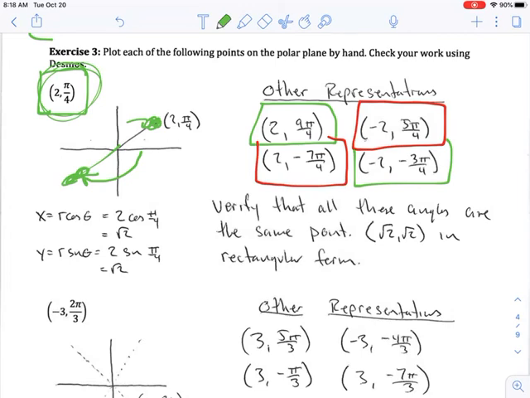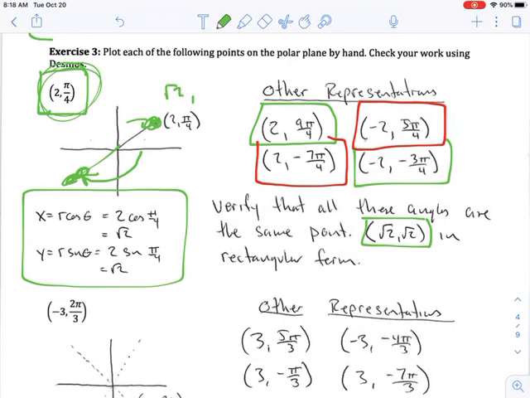The last thing that I did here was just to show you what the point was in rectangular coordinates. I found the x and the y values using our formulas. And so this ends up being the point radical 2, radical 2. And all of those representations represent that singular point. Now, in rectangular coordinates, we know there's only the one way to represent that point, radical 2, radical 2. But in polar coordinates, there are an infinite number of ways of doing that.